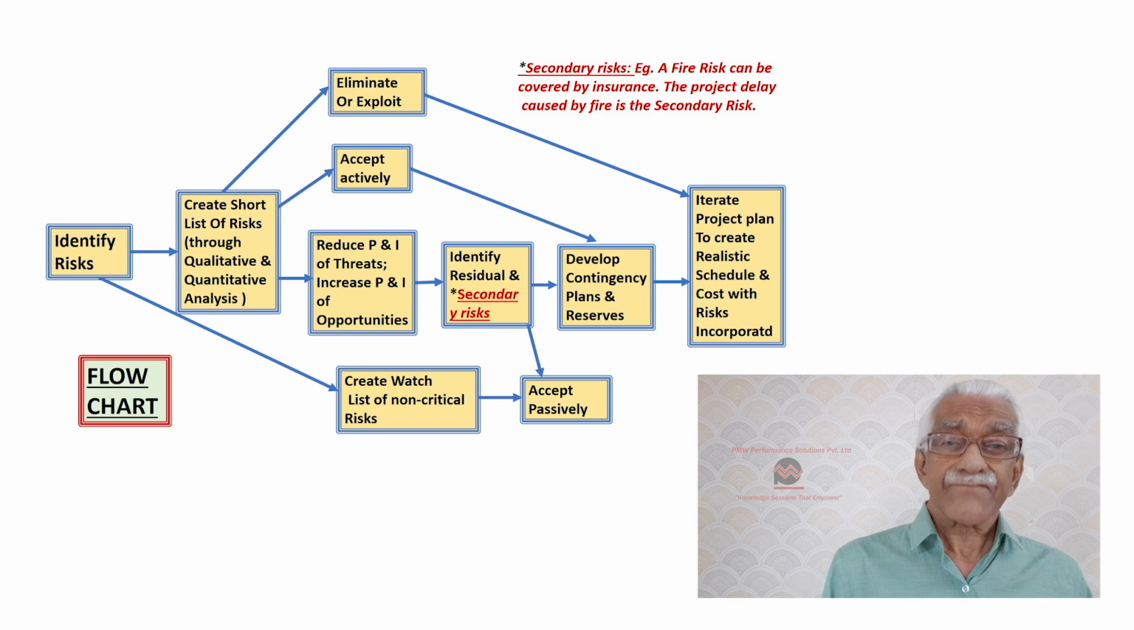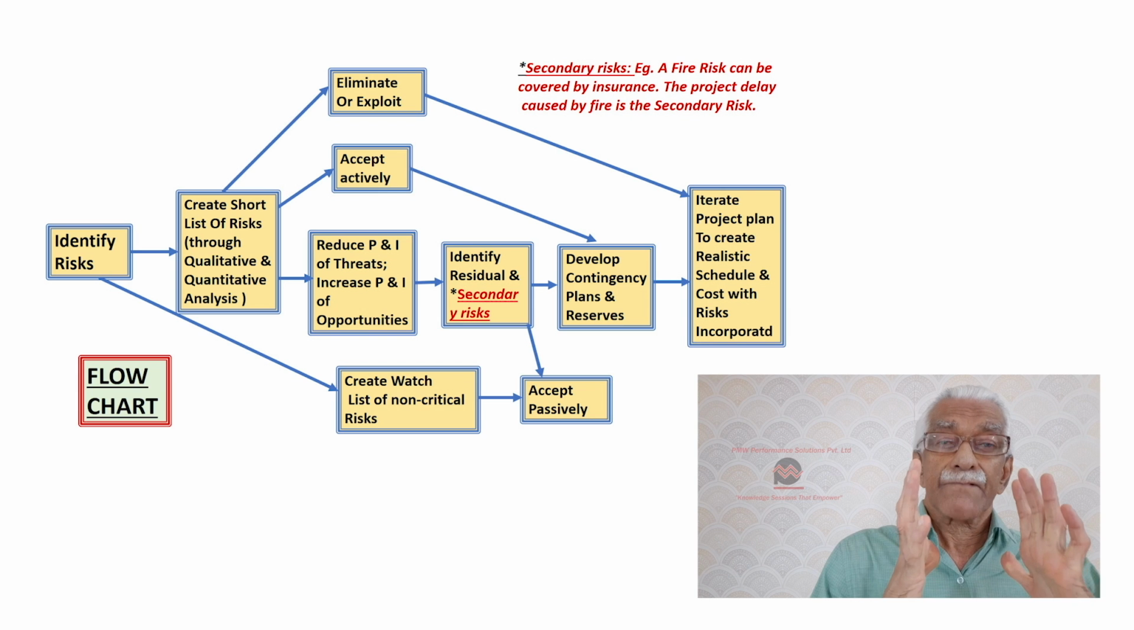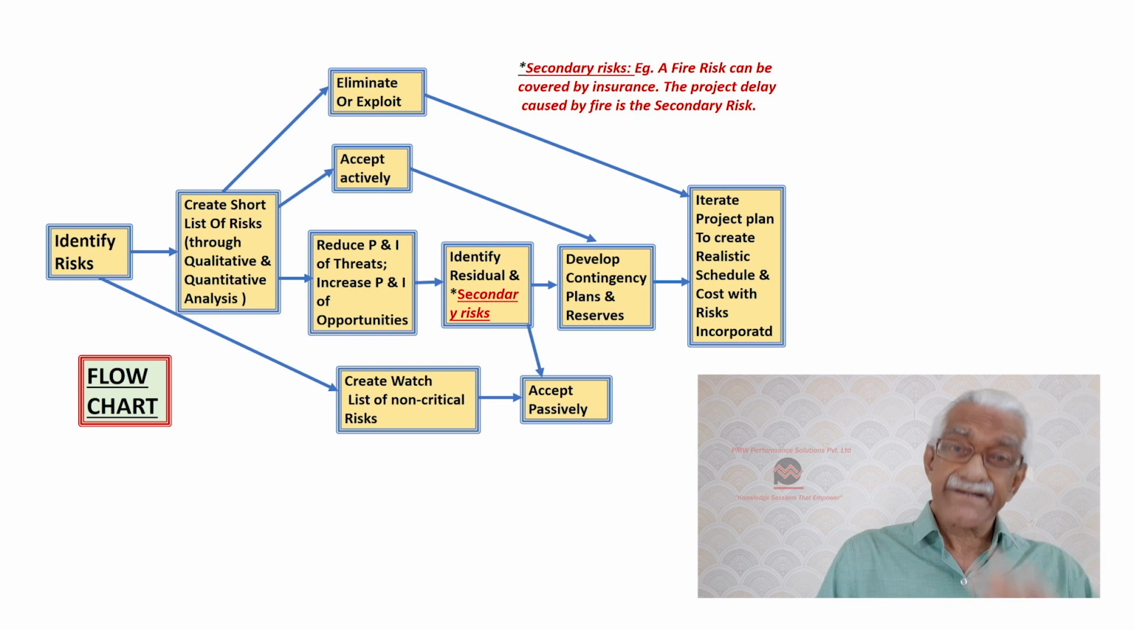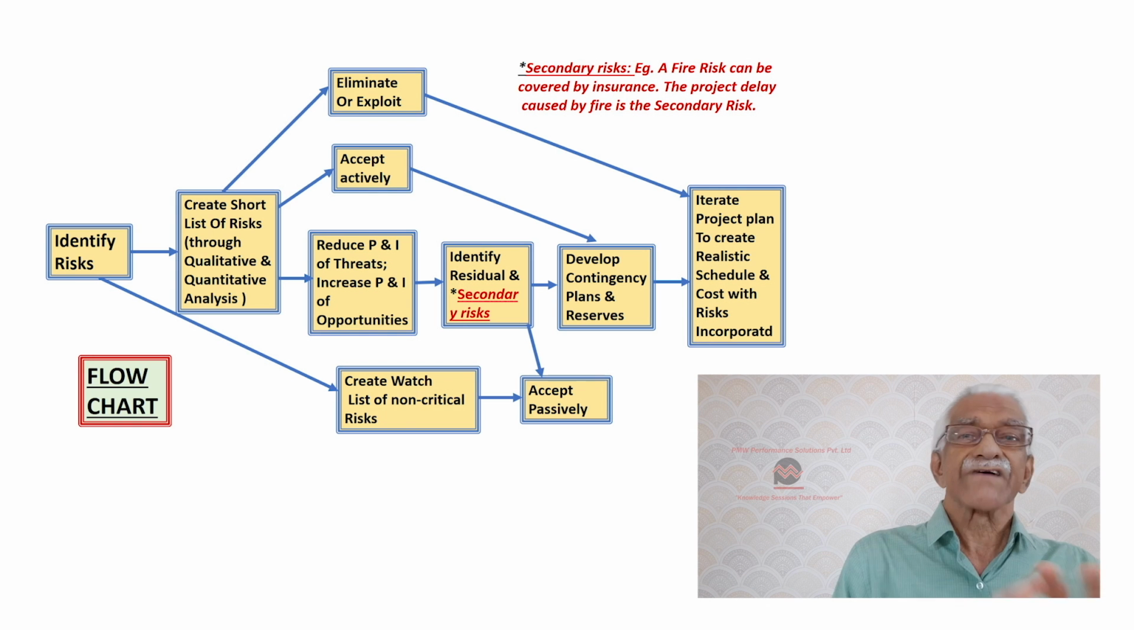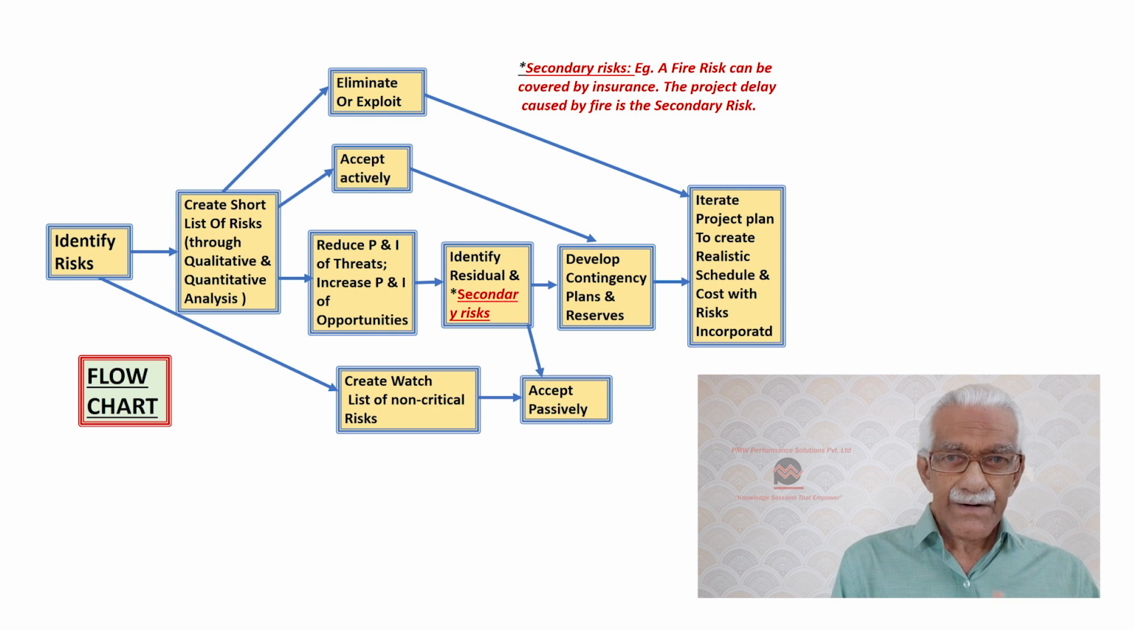Now, after going through this response planning process, there will still be some risks left out, which are called residual risks. For these residual risks, you have to plan contingency reserves and contingency plans, as we did for the accepted risks. Now, this is more or less the total process of risk response planning.